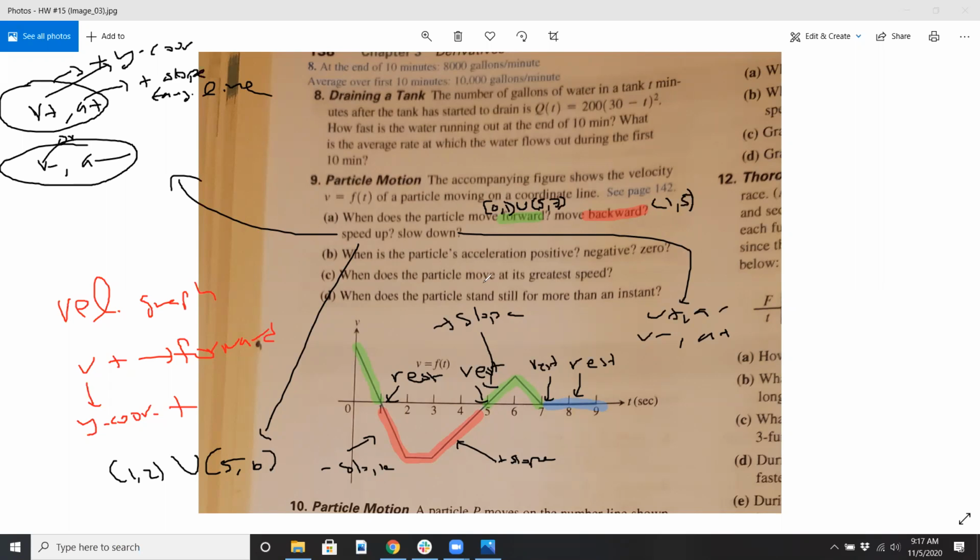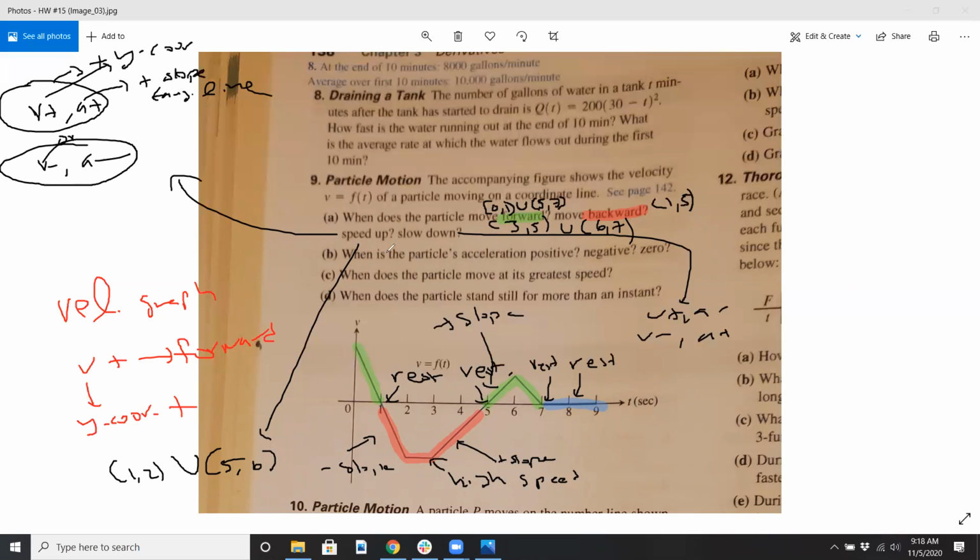So when we're slowing down, that's going to be from 3 to 5, and also from 6 to 7. And it totally makes sense, because from 6 to 7, you're going from a velocity of here down to 0. Remember, speed is the absolute value of velocity, so you actually have a high speed here, even though the velocity is negative. And you're going down to 0. So hopefully that helps a little bit with part A.